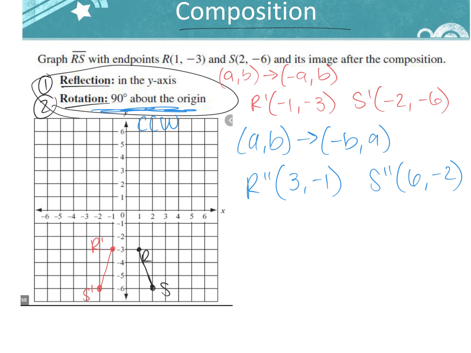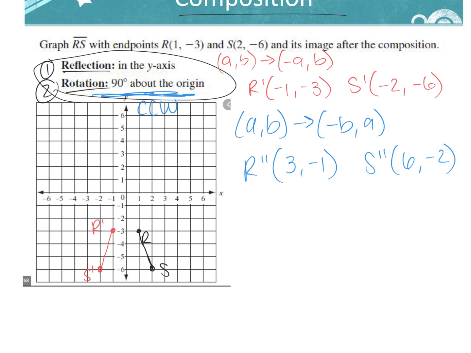Yes, you always use your image and then rotate it from the image. You don't use the original coordinates. Good question. All right, 3, negative 1 is right here, and 6, negative 2 is right here. R double prime, S double prime.